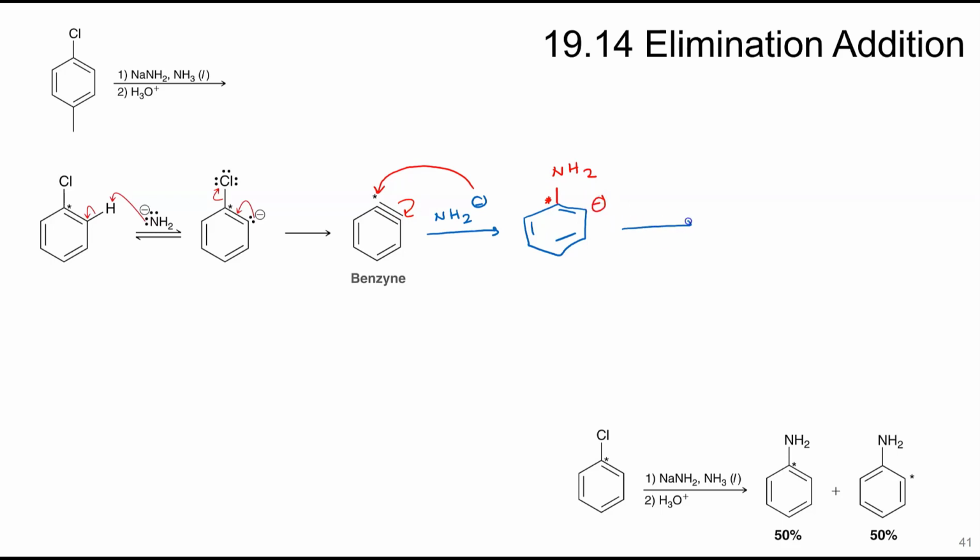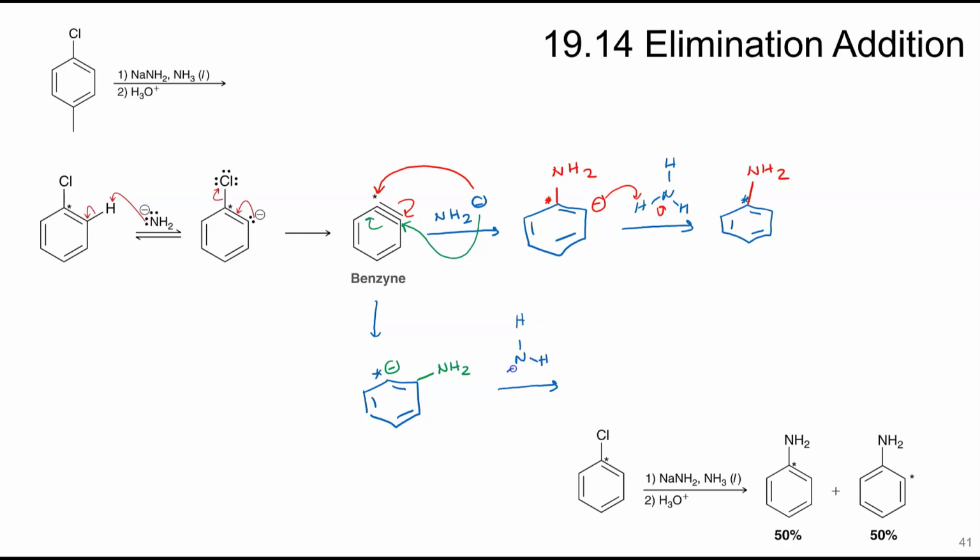We get a minus charge. There's ammonia floating around. We get a proton transfer. So this is the product you see here with the NH2 on the labeled carbon. And this is an equal opportunity alkyne. So this NH2 can actually also attack on this side. And we can get a proton transfer here. So these are the two products that you would see in this reaction.